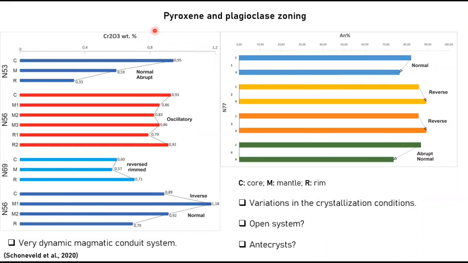Additionally, we also found zoning in pyroxenes, clinopyroxenes and plagioclase, probably related with the very dynamic magmatic conduit system, as mentioned by Schoneveld and others in 2020. Maybe suggesting an open system or antecrysts. We observe a lot of normal zoning with abrupt variations between core and rim.